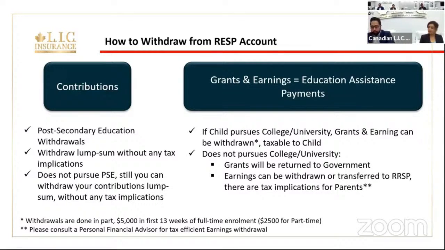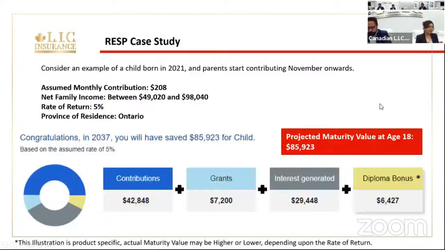Yes. Can we talk about an example of how much a parent can contribute and what we expect at the end? Yeah, sure. I actually have a slide for that. Let's assume a parent is putting in $208, because if you put in $2,500 a year, you get the full grant for the whole year. If you divide that by 12, it's $208. So that's the illustration we're running here.